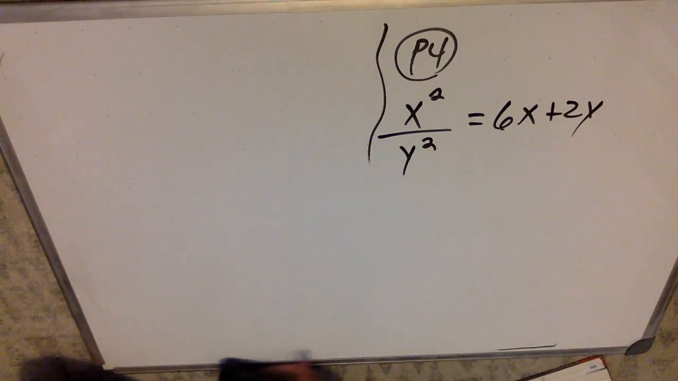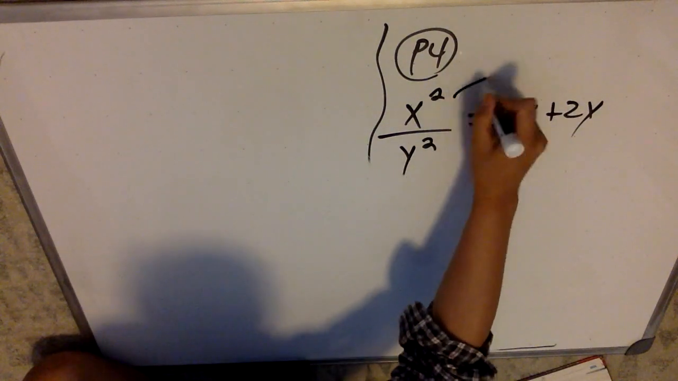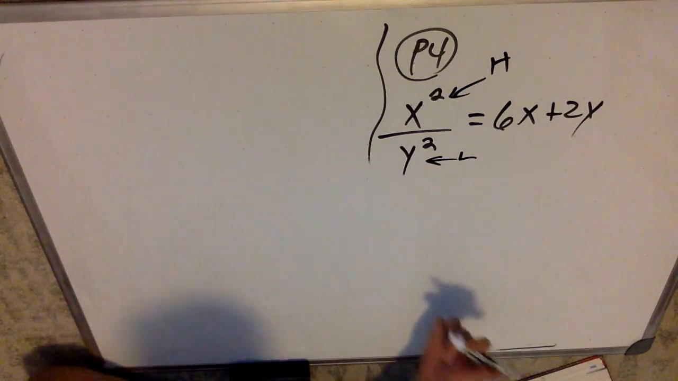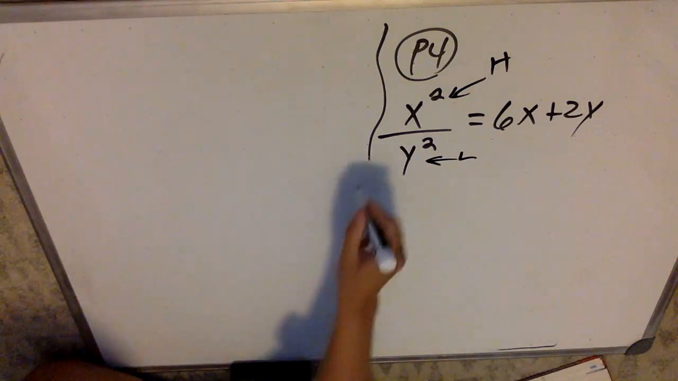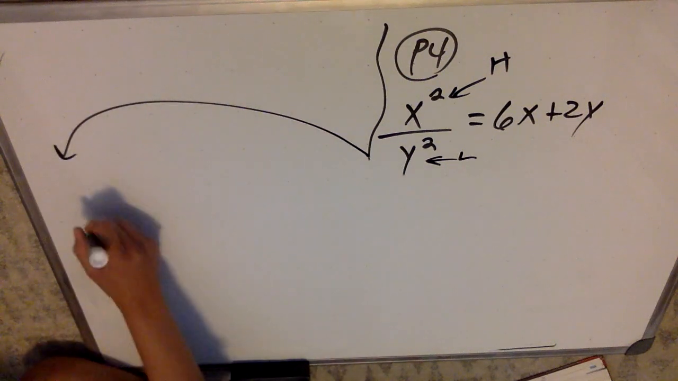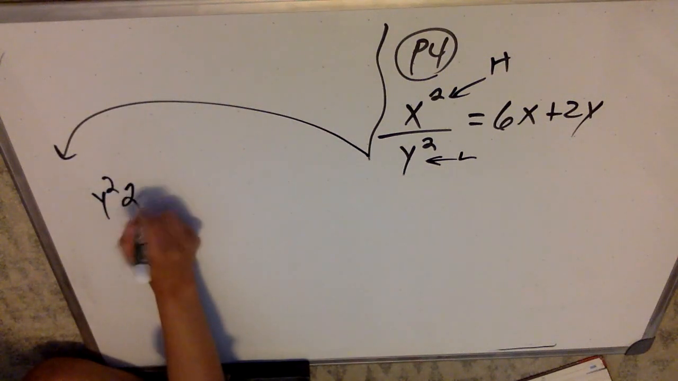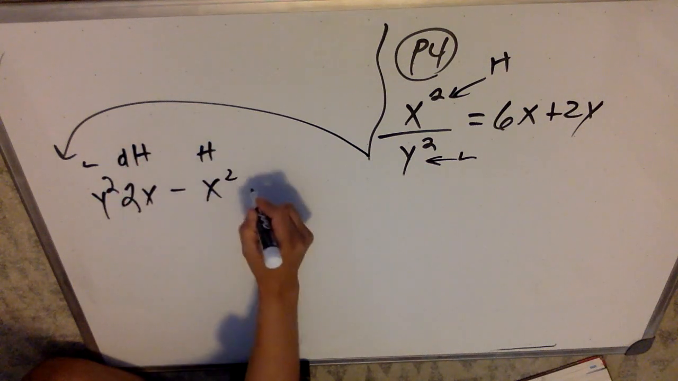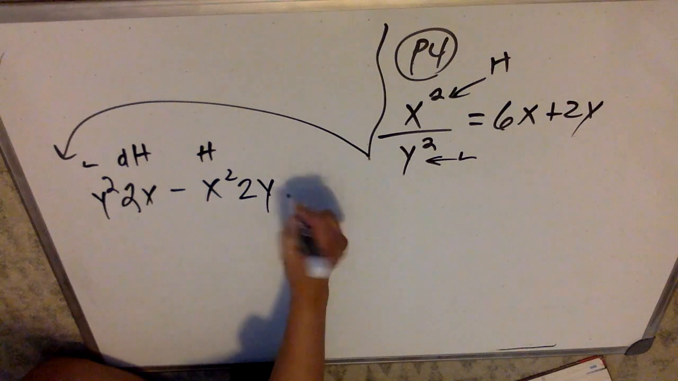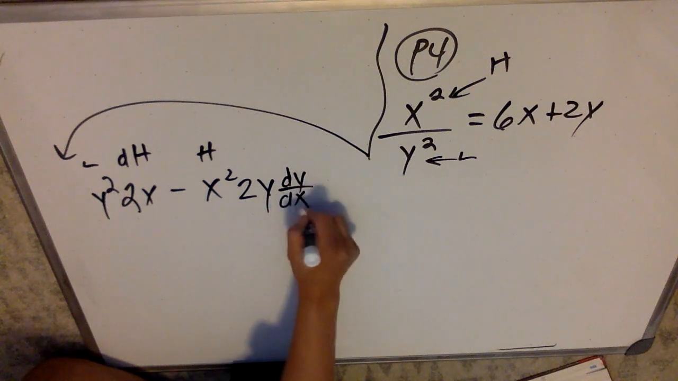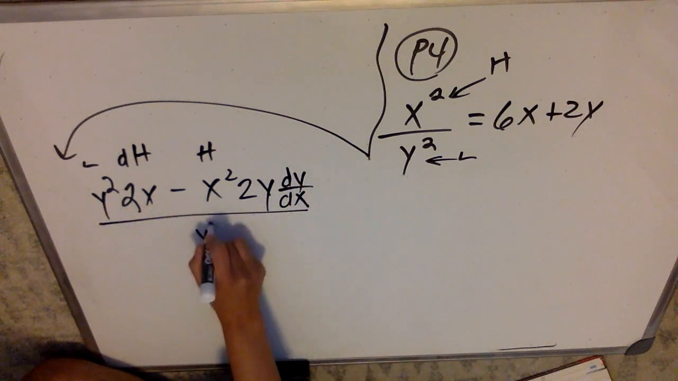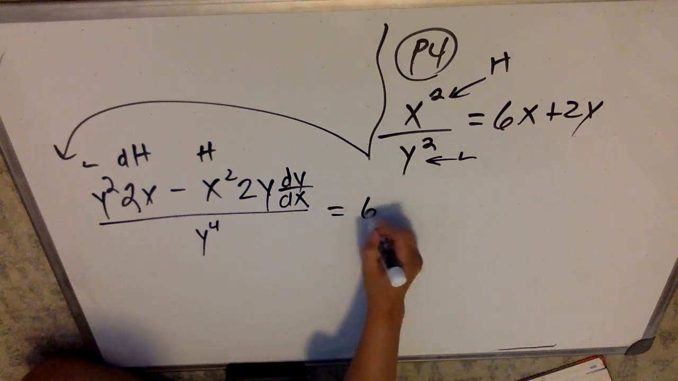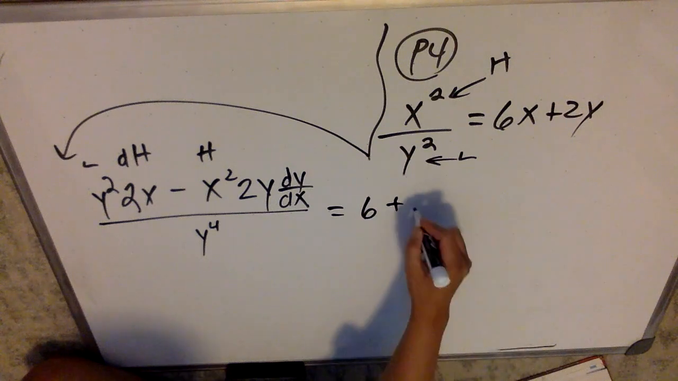All right, okay, cool. So I'm going to do P4. Here's my high function, right? Here's my low function. My low function will be a chain by default because of the y's. So I'm going to go ahead and just assume I'll start it over here. So low d high minus high d low is going to be a 2y to the first times the derivative of the y stuff. Draw the line, square the low, which would be y squared squared, which is y to the fourth. On the other side, the derivative of 6x is a 6, and the derivative of 2y would be a 2 dy dx.